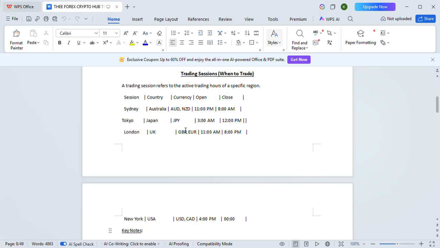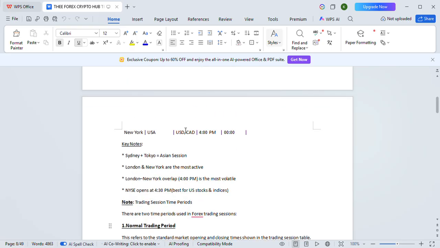Then after that, the next session is the London session. The London session is for the United Kingdom, or the UK, and you can best trade pairs with the euro and pairs with the pound, or GBP, as either the base or the quote. As long as these two currencies appear in a pair, you can best trade them during the London session. The London session opens at 11 a.m. and closes at 8 p.m.